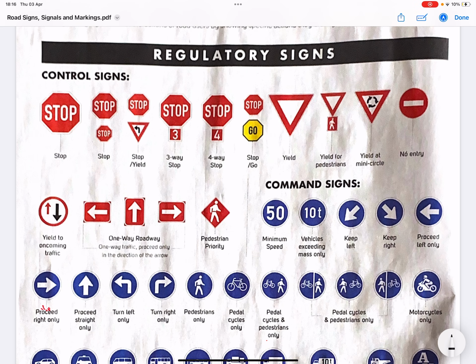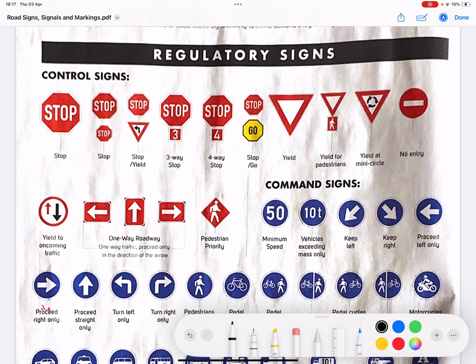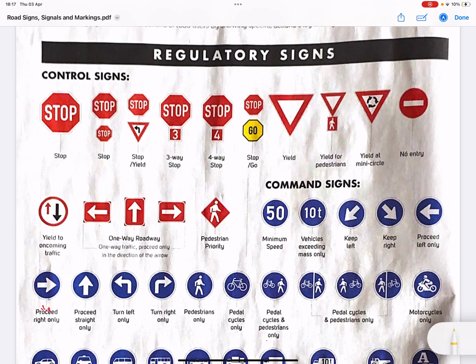Okay, so the road signs, they have been separated. They have been grouped in a way that will make it easier for you to memorize or to know or to distinguish. That is the English, my friend.